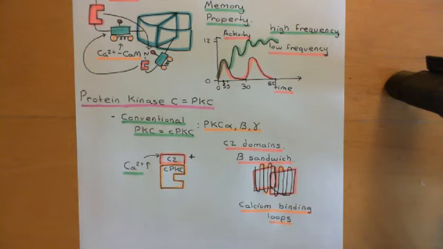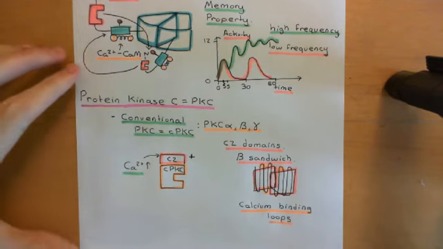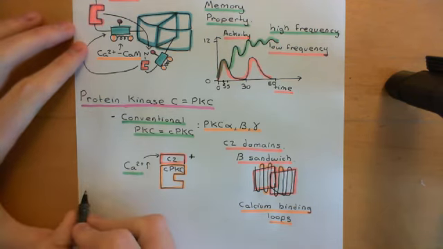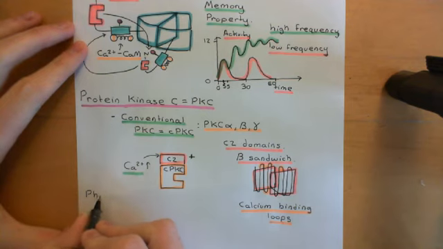associate with the phospholipid bilayer, because remember, phospholipids in the phospholipid bilayer, their heads are generally negatively charged. They have a phosphate group at their head, and that phosphate group has a negative charge. So now the positively charged C2 domain can bind to the negatively charged heads of phospholipids. Specifically, the C2 domain loves to bind to a certain type of phospholipid called phosphatidyl serine.